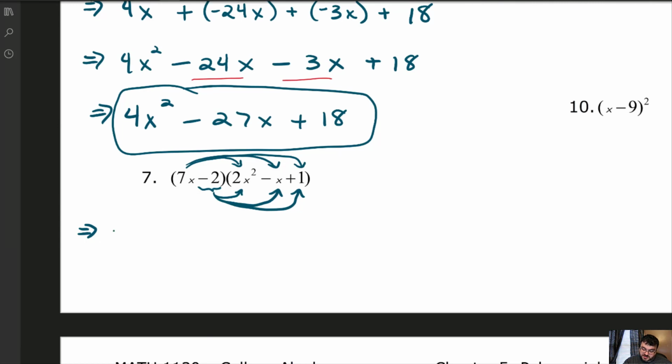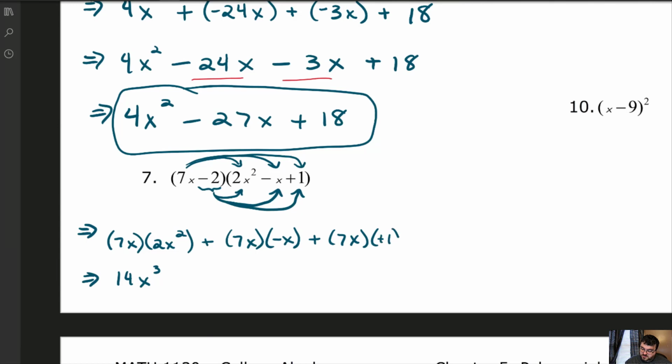So you'll see right here, I do 7x times 2x squared, okay? And of course, I know that's going to end up giving me 14x to the third. Then I'm going to do plus, I'm just going to add everything for now, 7x times, the second term is negative x, so keep that negative with that x, plus 7x times positive 1. So that'll be just 7x when you apply that. But that's what you're going to have going on here. So there's those 3 right there.